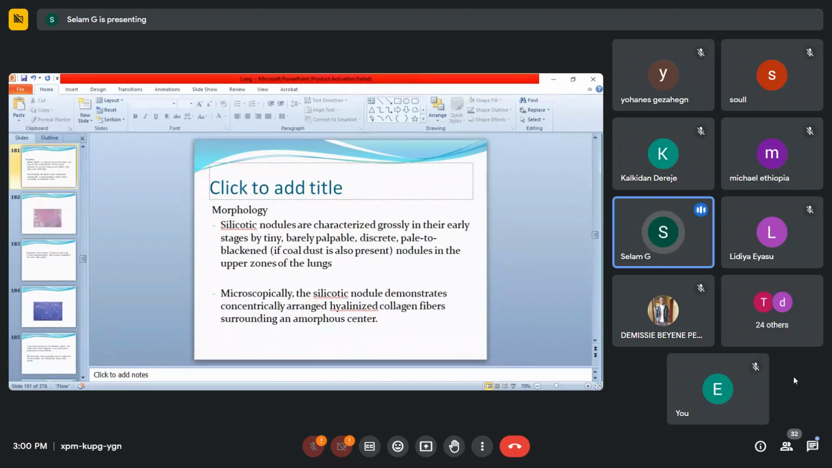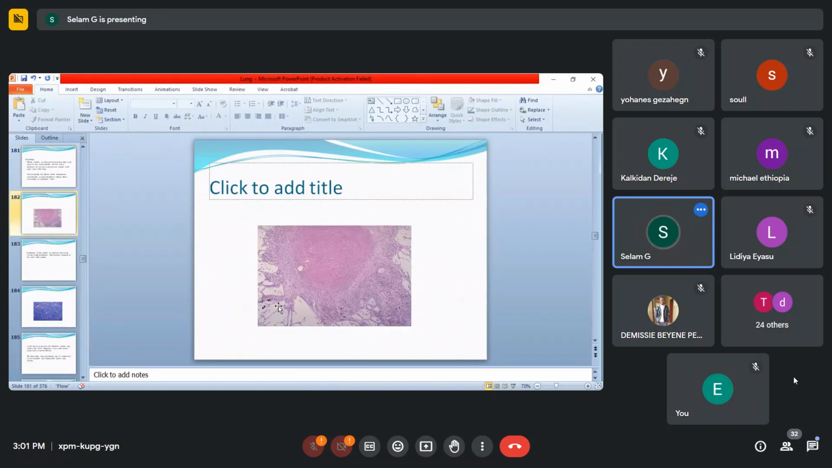Morphologically, silicotic nodules are characterized grossly in their early stage by tiny, barely palpable, discrete, pale to blackened nodules, if there is coal involvement also, in the upper zone of the lung. And microscopically, the silicotic nodules demonstrate concentrically arranged hyalinized collagen fibers surrounding an amorphous center. So you see this concentrically arranged fibroblasts and collagen, and centrally you see this pinkish amorphous material.